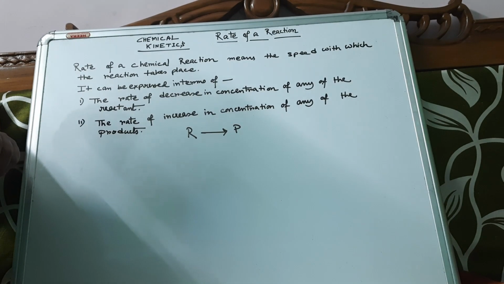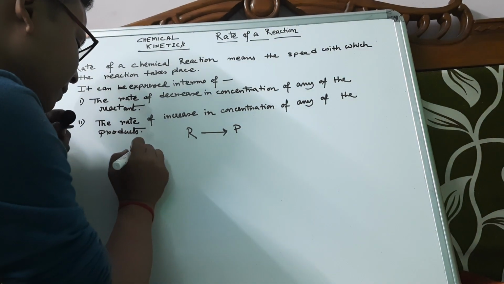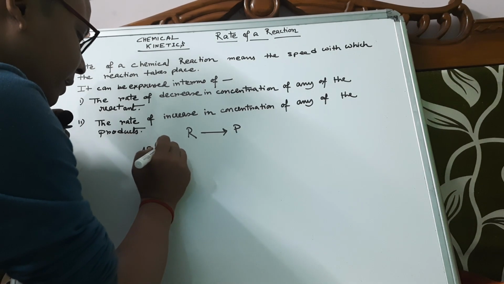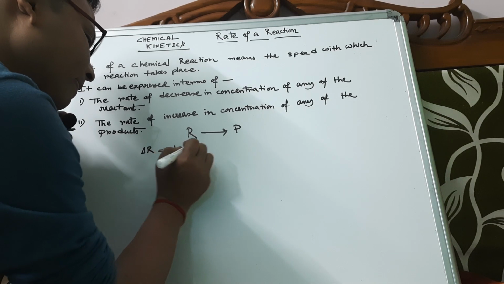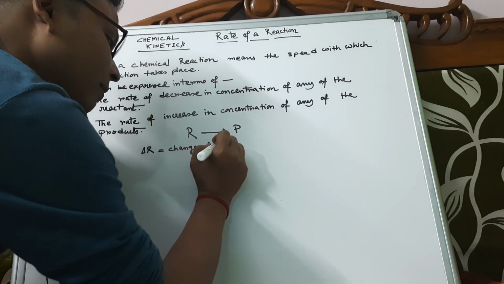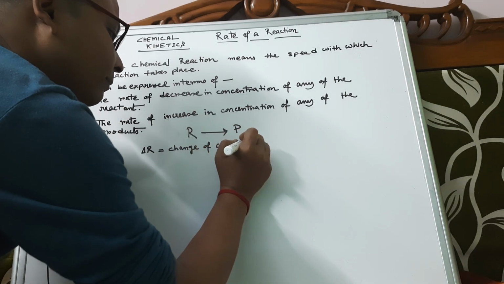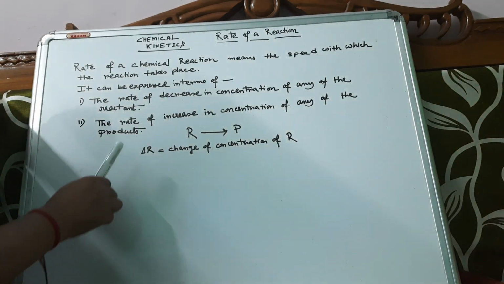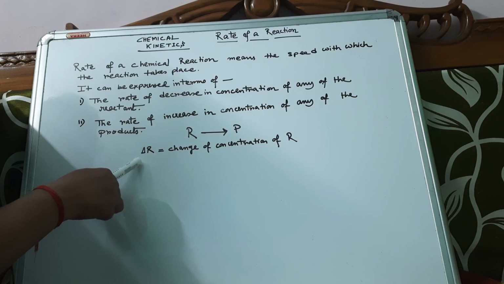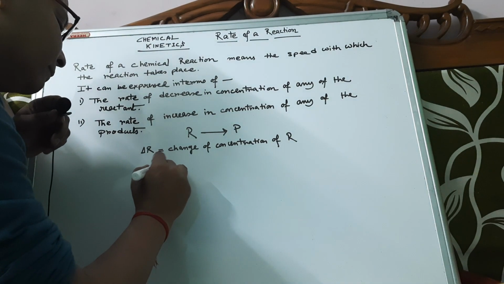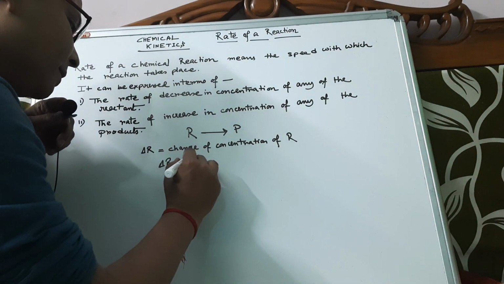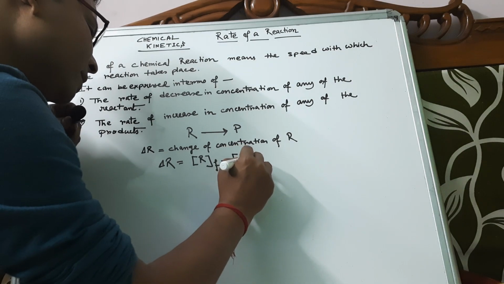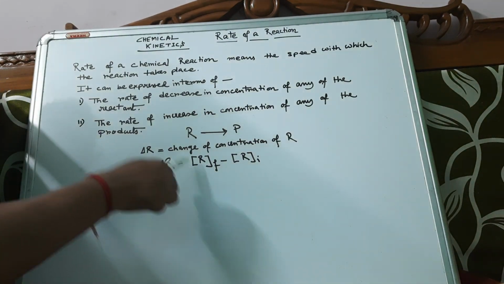So what will be the change, delta R, the change of concentration of R? Look, what will be the sign of delta R? Delta R is actually the concentration of R final minus the concentration of R initial. Final means after some time.